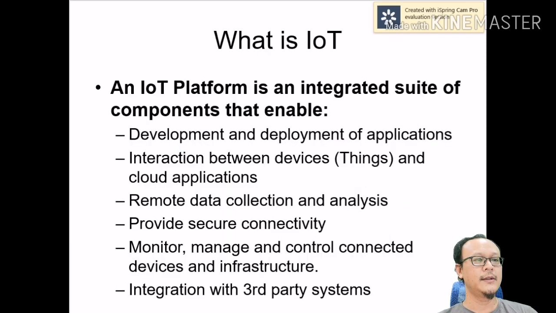So the next point is remote data collection and analysis. I already explained it at the second point. Provide secure connectivity, monitor, manage, and control connected devices and infrastructure. For example, the sensor we place in the river is far away, so it's better to connect through the internet. Integration with third-party systems. For example, you can create an app to monitor the floods that happen in one area.